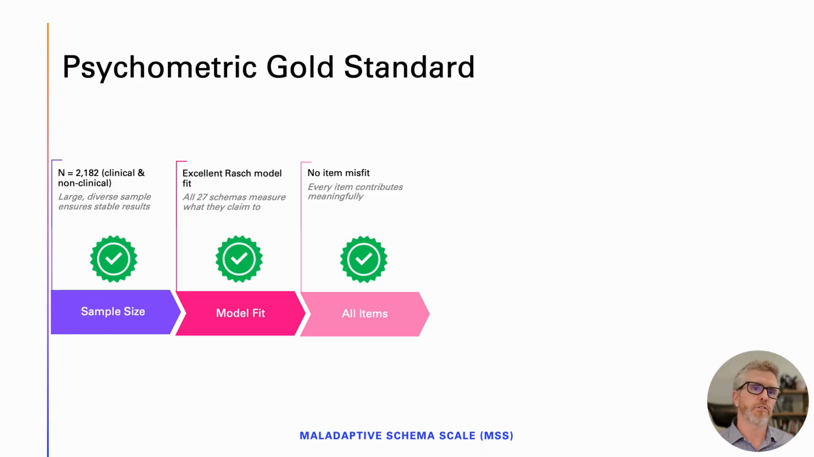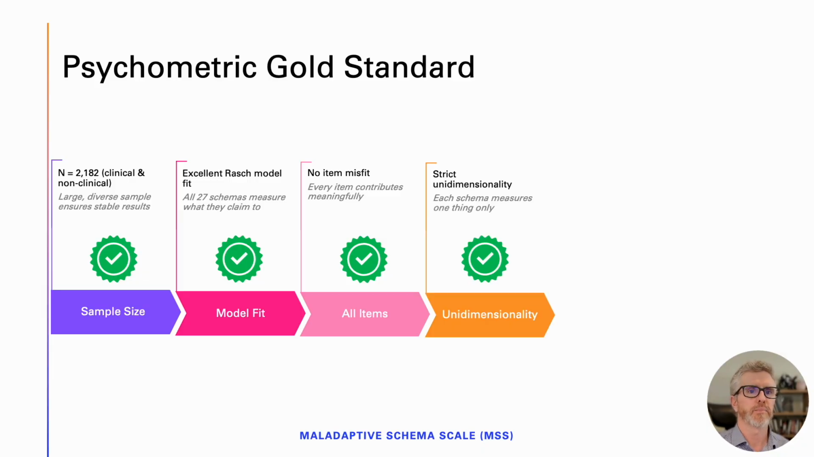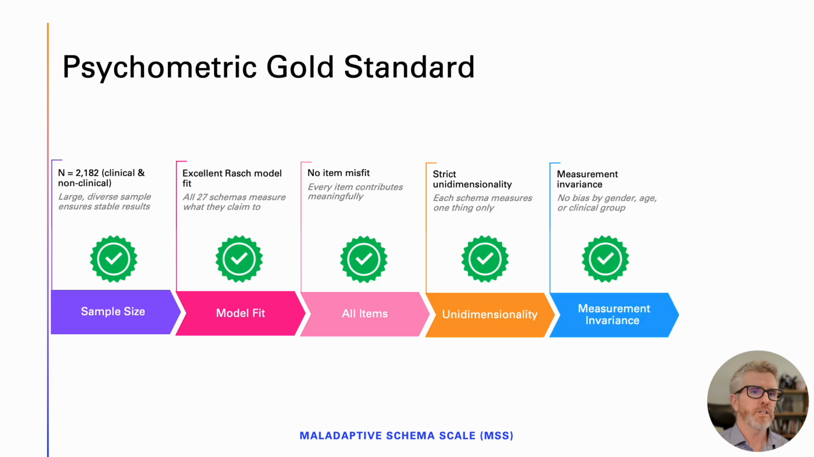We didn't just throw items in and hope for the best. Every single item earned its place. Strict unidimensionality. Each schema measures only one thing. When you look at a client's abandonment score, you're not getting a jumbled mix of abandonment and something else. It's clean, it's interpretable.